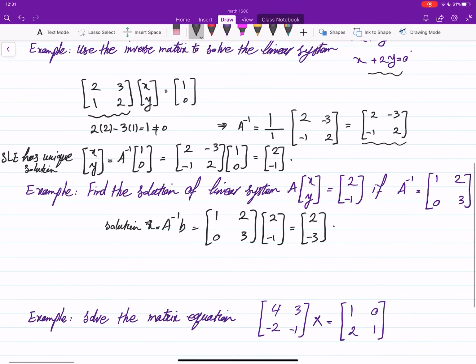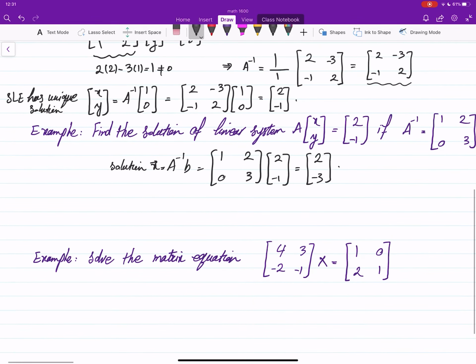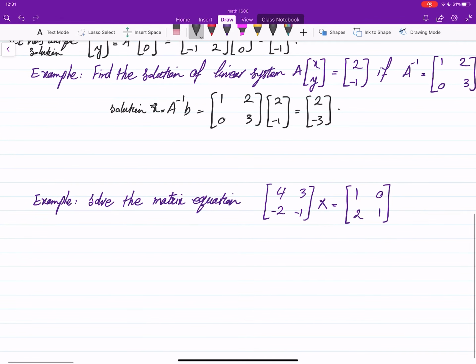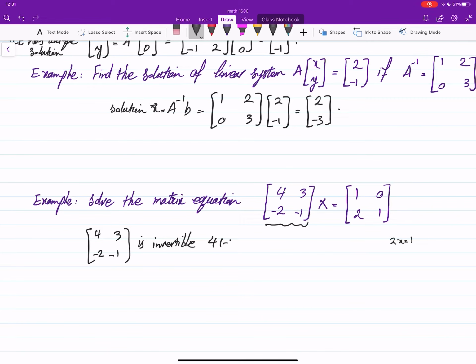And that's the solution here. This trick can be used even in more general cases when you have a matrix equation. For example, solve this matrix equation. Here, consider this as something like, again, 2x equals 1. We have to check if this is invertible. Why? Because this is 4 times negative 1 minus 3 times negative 2, which gives us negative 4 plus 6. This is 2, so it is not 0, and it is invertible.